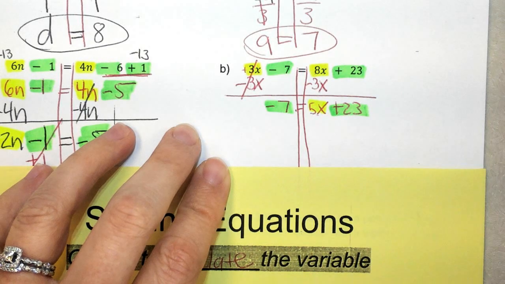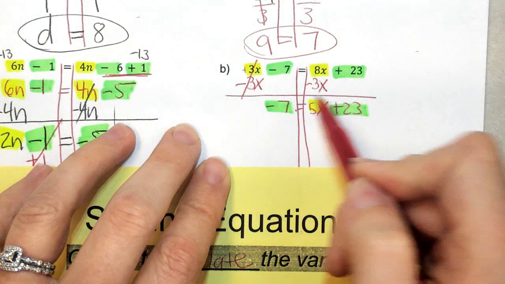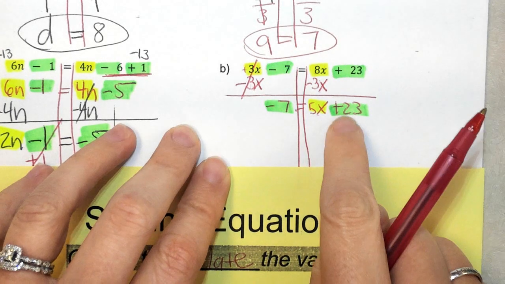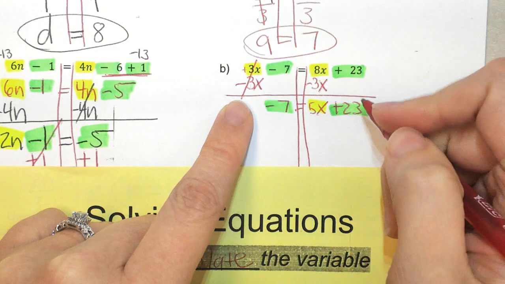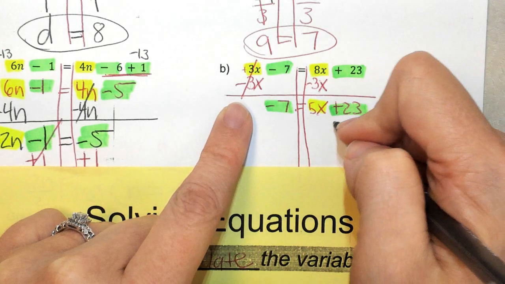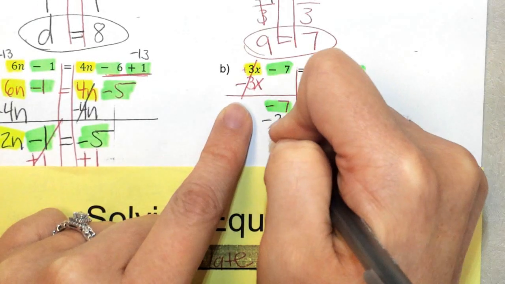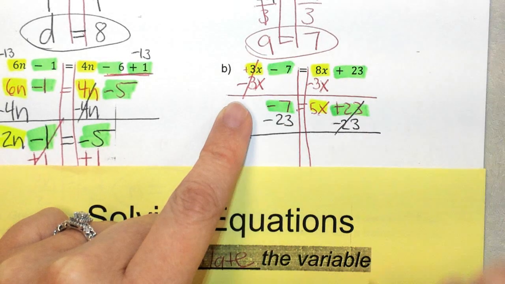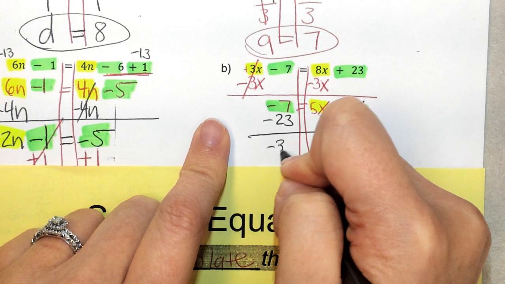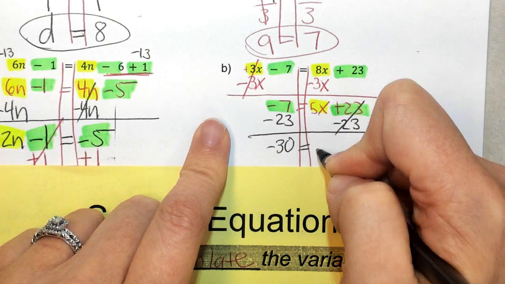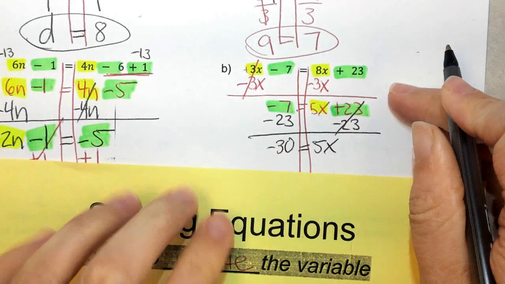You don't have to. I'm fine if you're good without highlighting at that point. I need my green to the same side, so I'm going to move this across, so I have to do the opposite. The opposite would be minus 23. When I do that, -7 minus 23 would be -30, and this side I have 5x left.